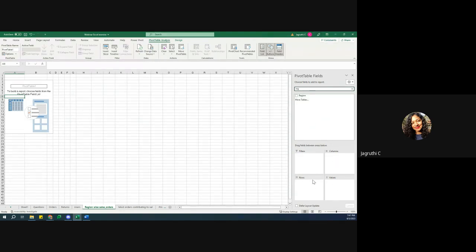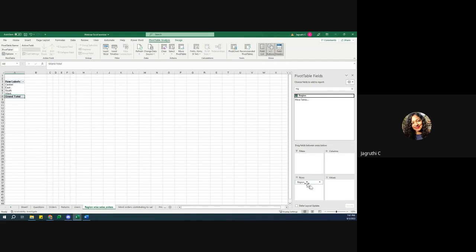And now these four buckets that you see here on your right-hand side below are your rows, your columns, your values, and your filters, if at all you want to apply any filters for your data. Got it. So they want region-wise sales, right? So first and foremost, I'm going to bring in my regions.